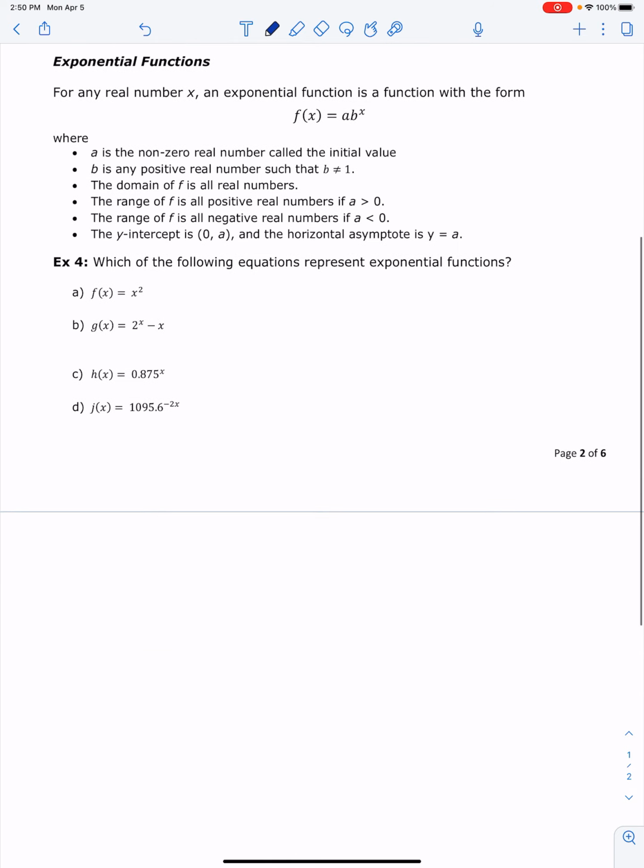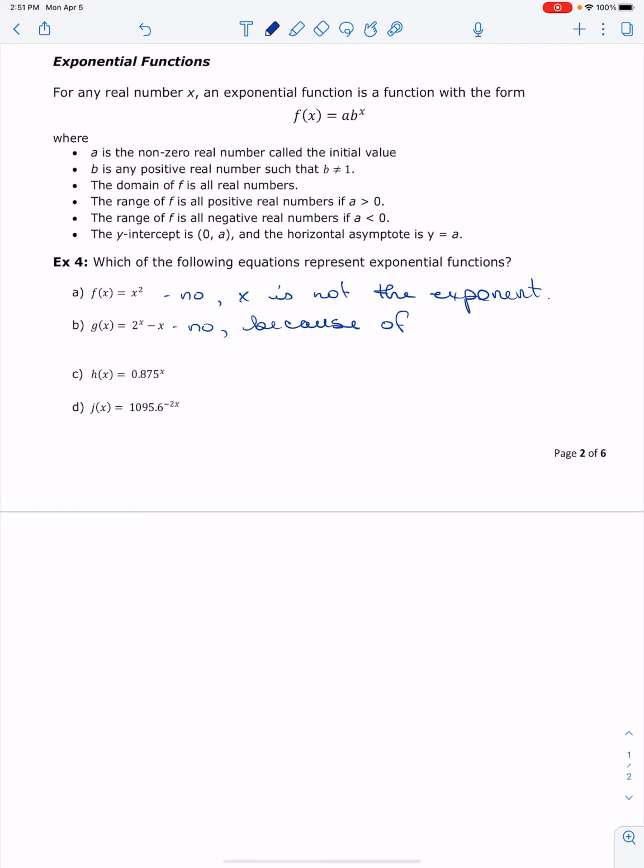And so for which of the following represent exponential functions, this you know, right? It's a quadratic function, x to the second. So x is not the exponent. It's a power function, x to a power. B, also no. Because of the minus x part. So this is not purely exponential.